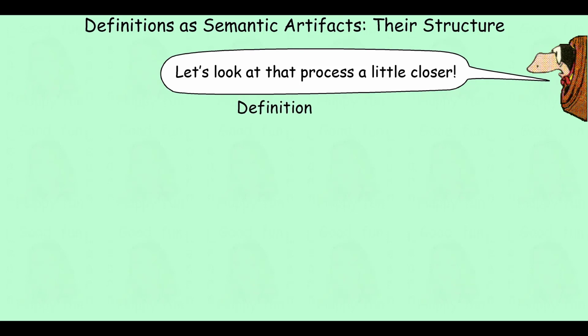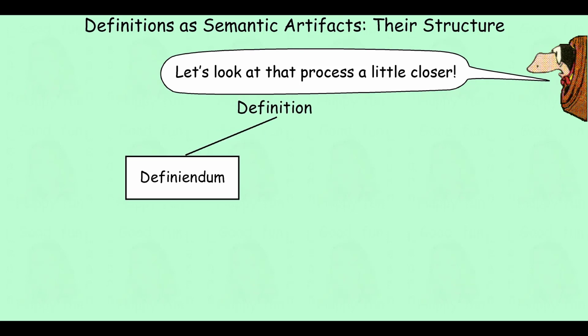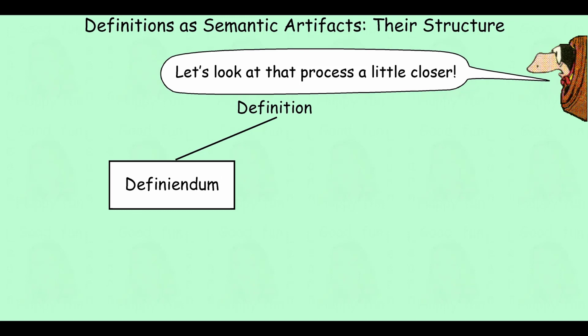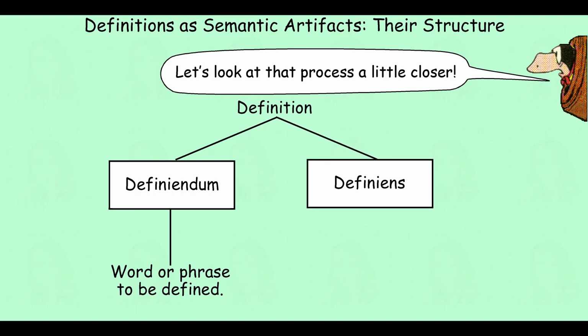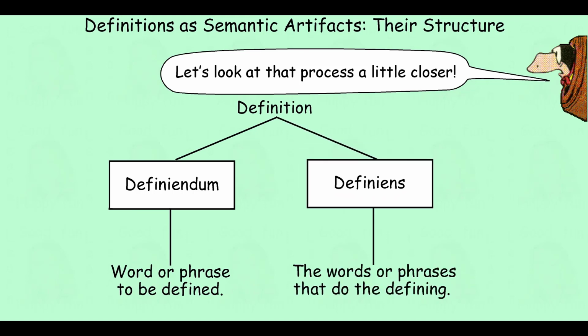So every definition has 2 components to it. It has the definiendum, which is just a fancy Latin way of saying the word or phrase to be defined. And it has the definiens, which is just a fancy Latin way of saying the words or phrases that do the defining. And every verbal definition then equates the definiendum with the definiens, providing a person with an intensional formulation of how to go about identifying the reference of a particular term.